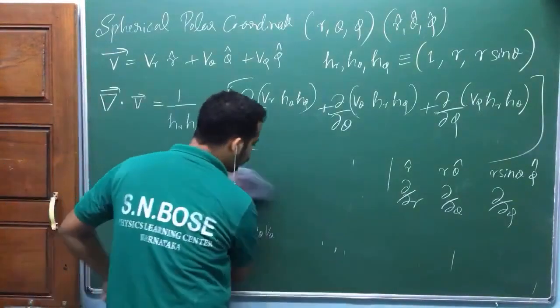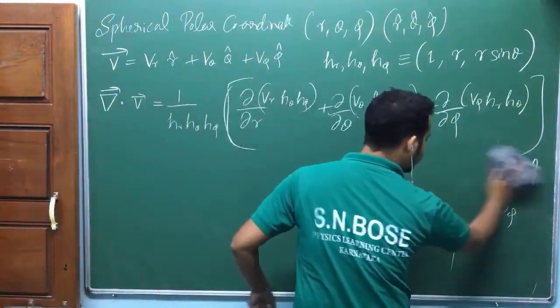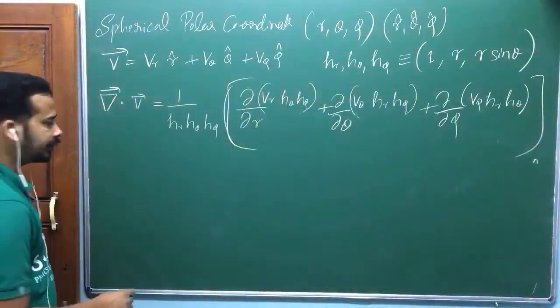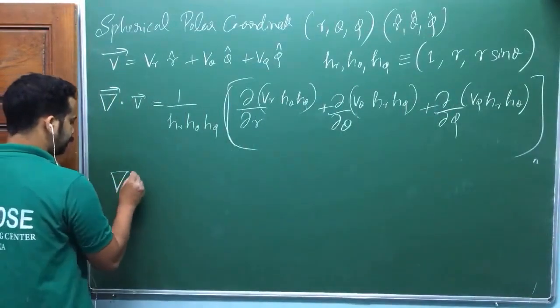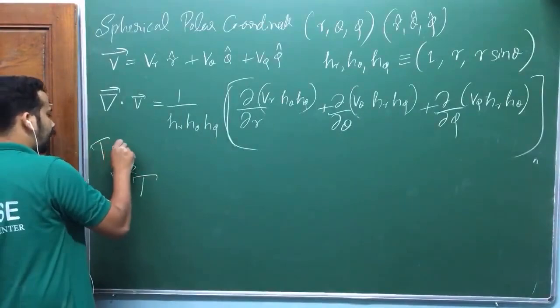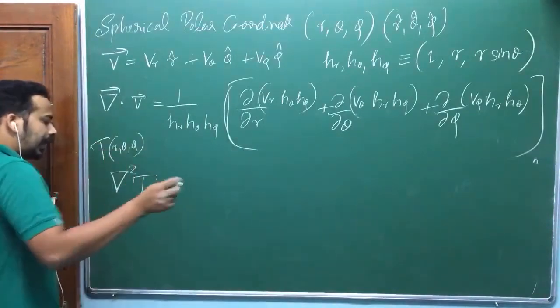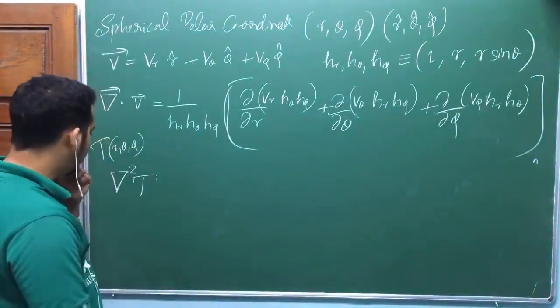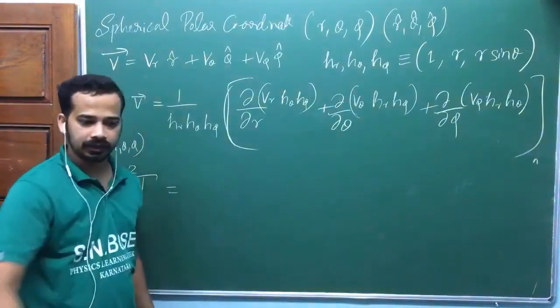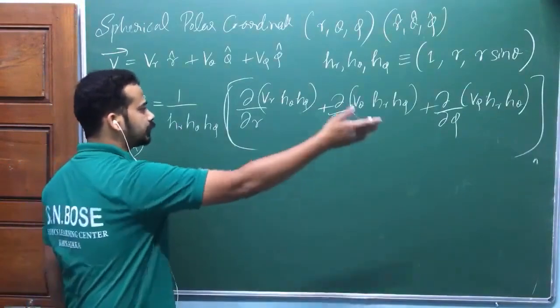But Laplacian is too lengthy. That's what I think I have written. Laplacian, isn't it? Laplacian of a scalar field, to be imagined as a function of r, theta, phi. Now this Laplacian is quite lengthy actually. So that's why I suggest you remember the Laplacian directly, not in terms of this one and then converting.